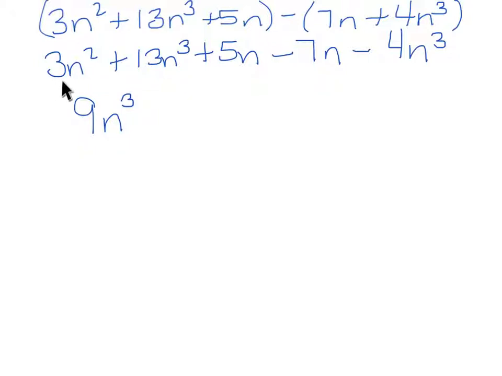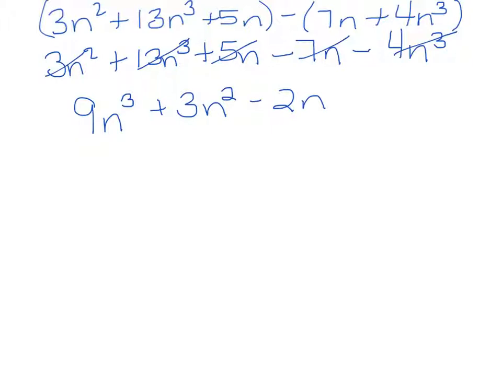Then we have 3n squared, and we don't have any other n squareds. So since our 3 is positive, we're going to keep a positive 3n squared. You can cross those out once you get done with them. And last but definitely not least, we have this 5n to the understood first power and negative 7n to the understood first power. So we can combine those. Positive 5 minus 7 is going to give us negative 2n, and cross those out, and that is our answer.